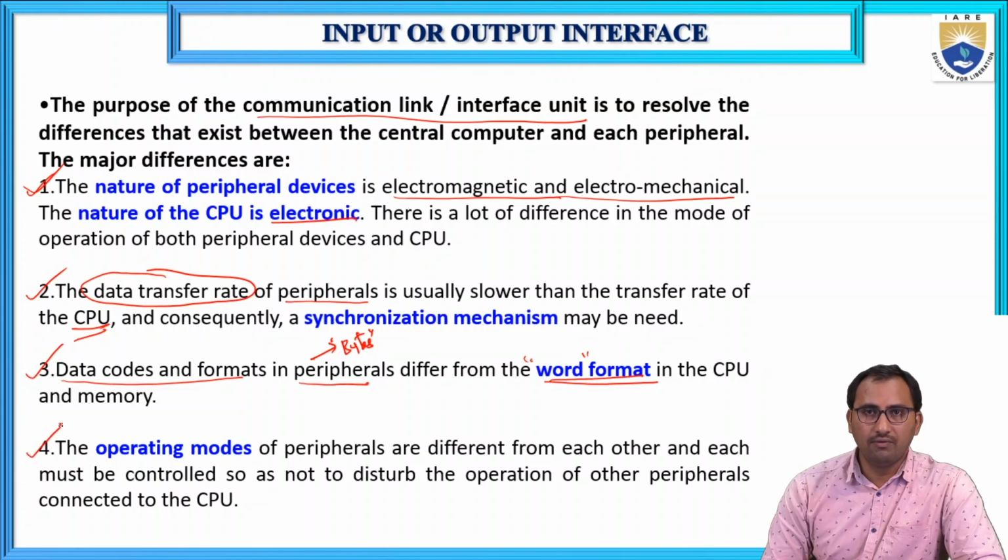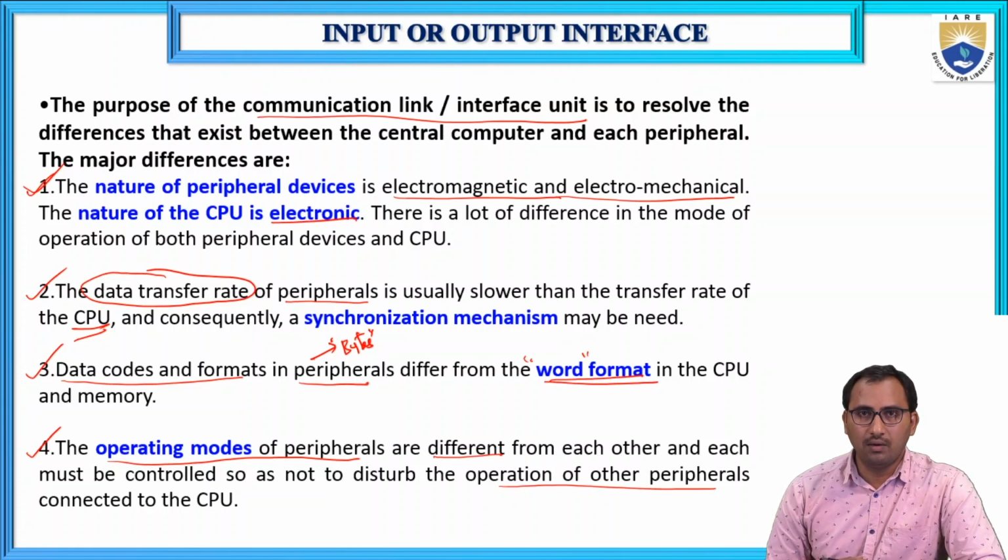And coming to the last difference, that is operating modes. The operating modes of the peripherals are different from each other, and each must be controlled so as not to disturb the operation of the other peripherals connected to the CPU. For the system, we are connecting several IO devices. So when we are connecting more than one IO device with the computer, the operation of one IO device should not disturb the operation of the other IO device. So that is the operating modes of the peripherals.